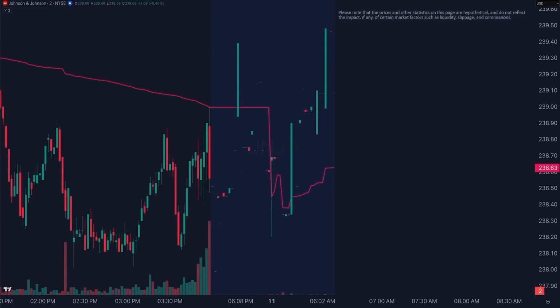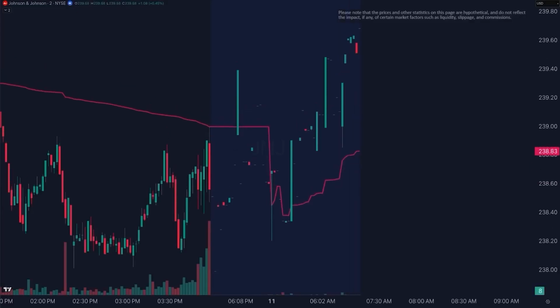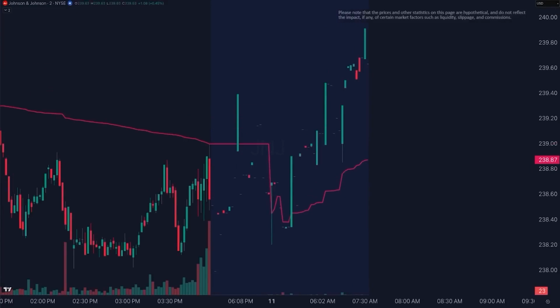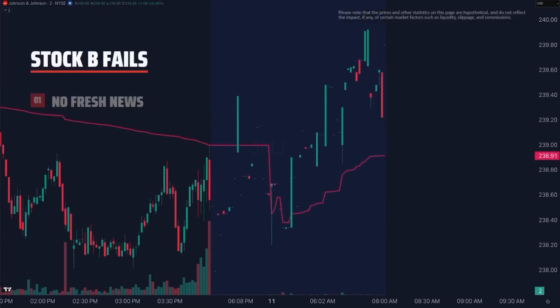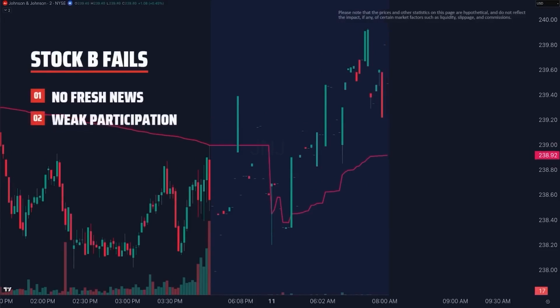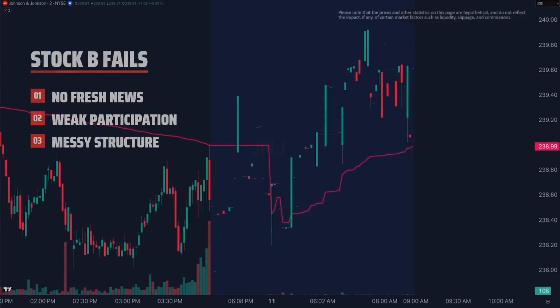The chart may still wiggle, right? It may still look active for a few minutes. You might get faked out because it looks good and then it looks bad. It might even form a breakout pattern intraday. But when we run the filter, reason, no. Participation, relatively weak. Structure, not really clean. This is not a stock in play.